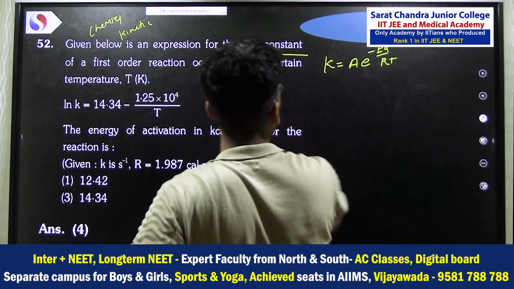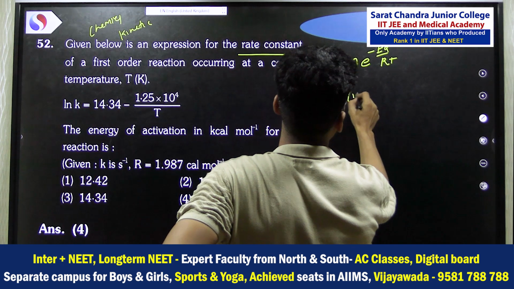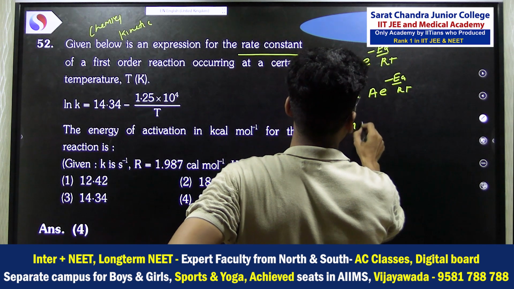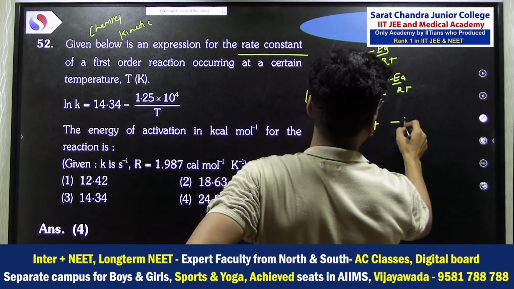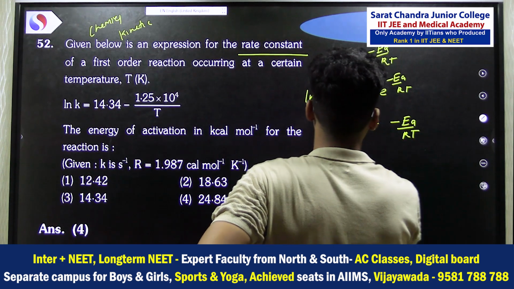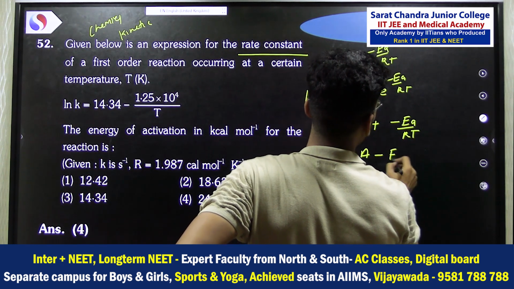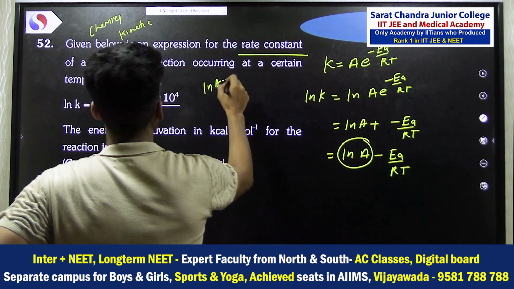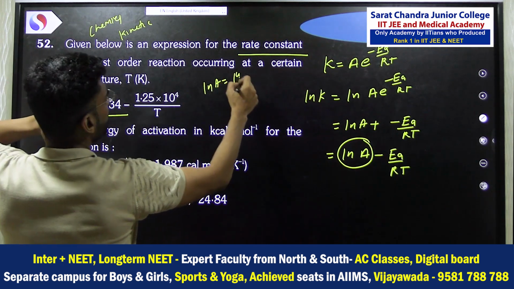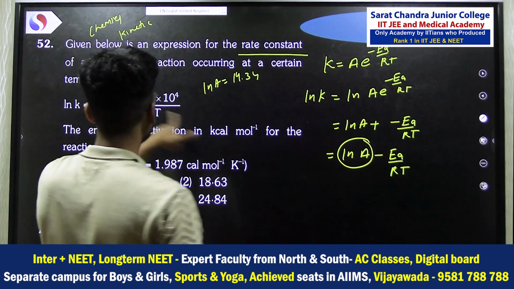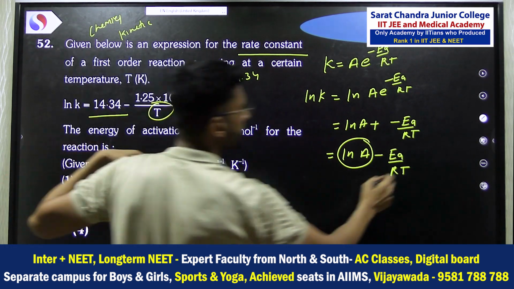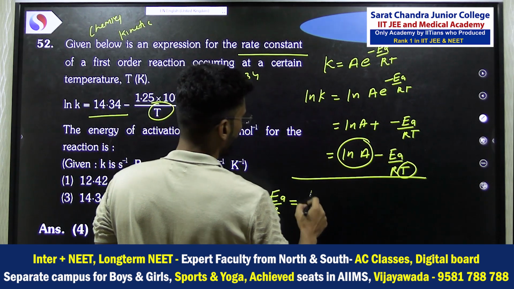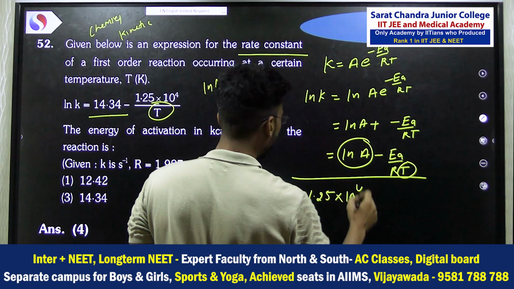If you take natural log on both sides, ln K will be equal to ln A minus EA by RT. So ln A value is given. ln A is equal to 14.34. So this full term, with T here and T here, means EA by R is equal to 1.25 into 10 raised to power 4.